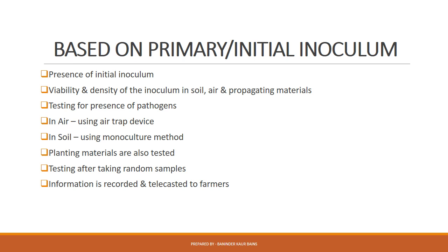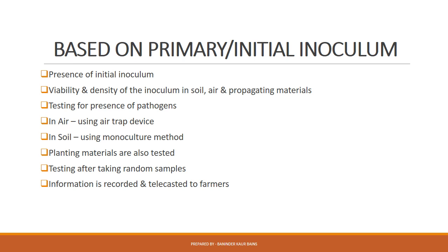Then viability and density of the inoculum in soil and air and propagating materials. So whether, for example, initial inoculum is present, so we should know whether that is viable or not, means that has ability to cause a disease or not. Then density, the population. Then testing for presence of pathogens. We can do different types of tests to know whether the pathogens are present. So in air, in soil. So for testing them in air, we use different air trap devices, and in soil monoculture method is used.